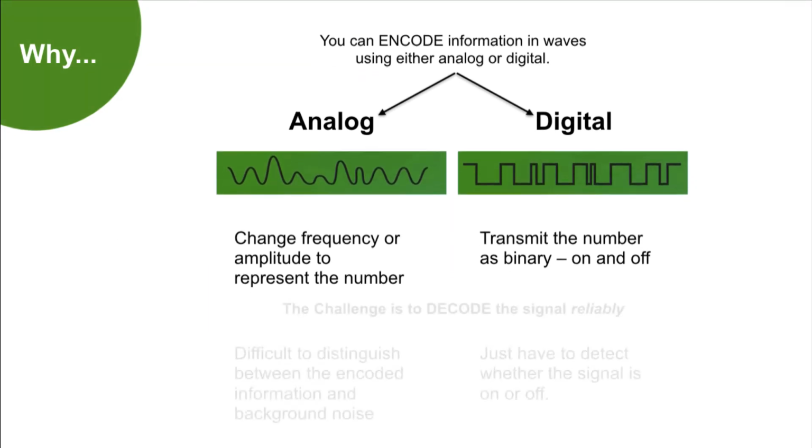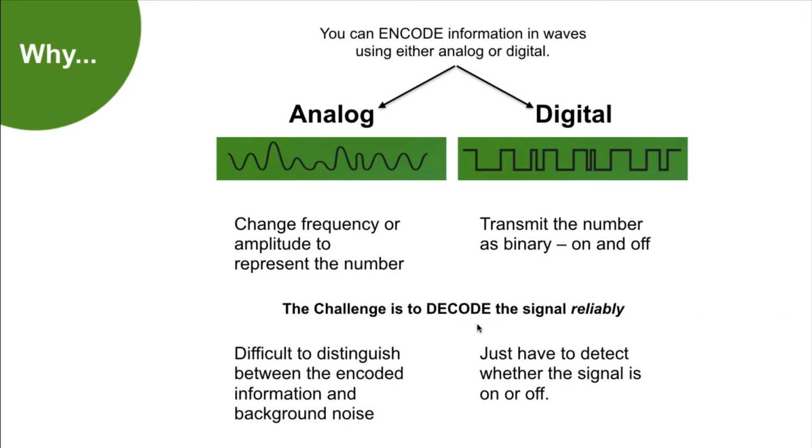The challenge comes, though, when you try to decode that signal reliably. With analog, it can be difficult to distinguish between the encoded information and background noise. With digital, though, you just have to detect whether the signal is on or off. And you can think about this like, if I'm talking in a crowded room, sometimes you can't make out all my words, yet you are able to hear whether I am talking or not at any moment in time. And that makes digital so much more reliable, which is why we use it almost exclusively in our communications today.